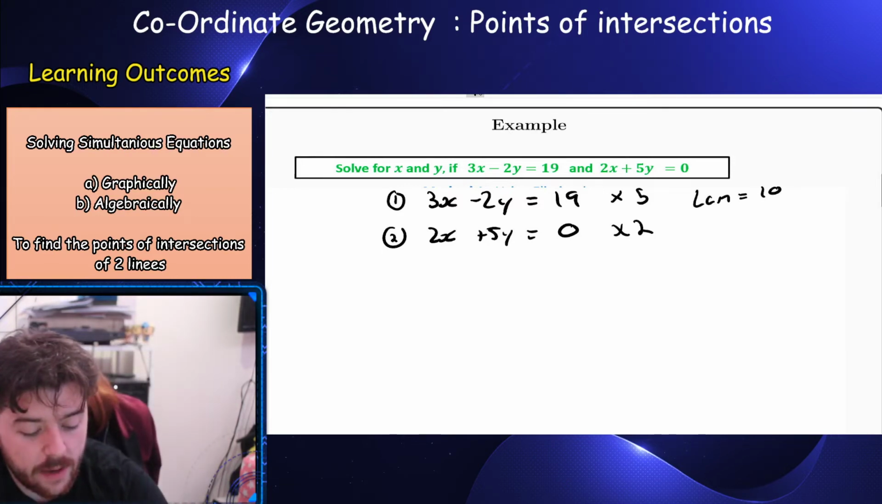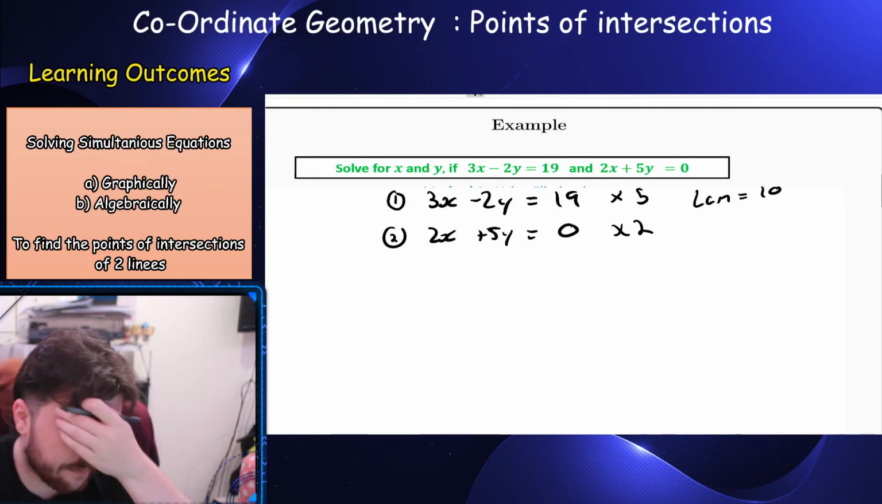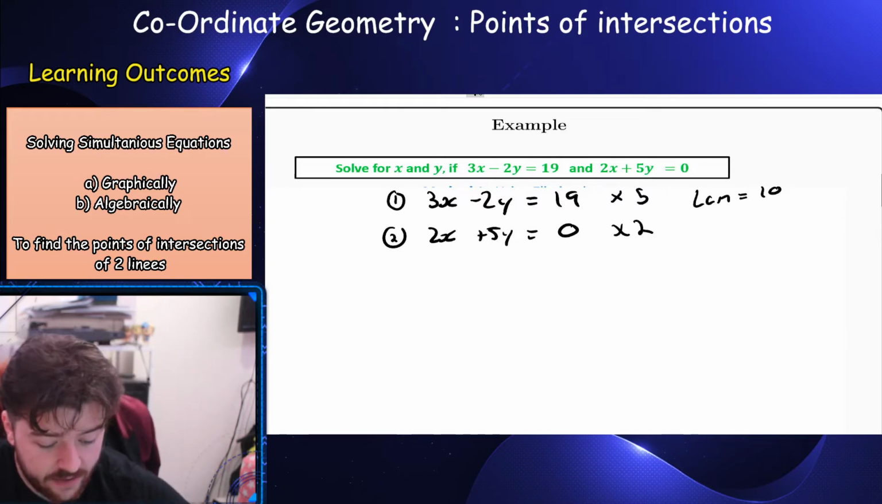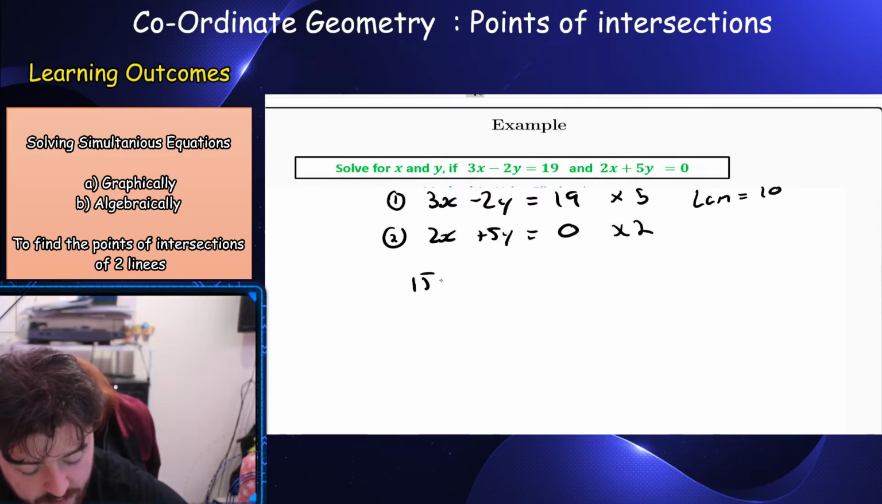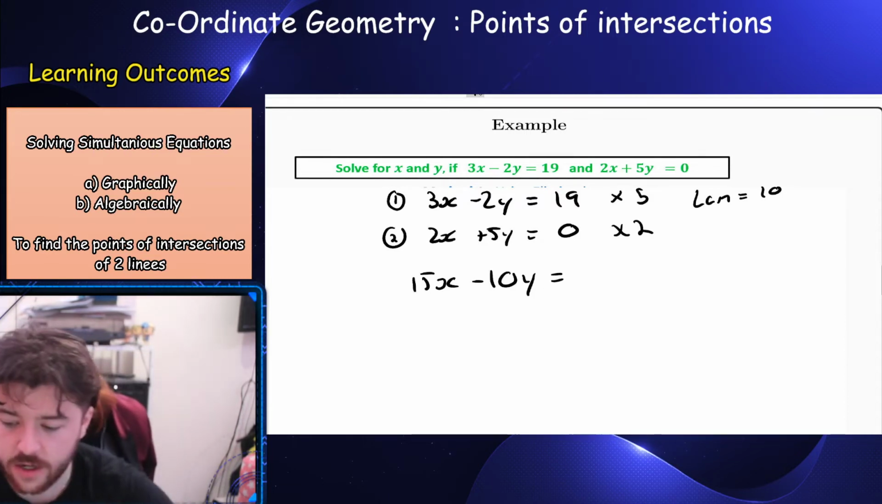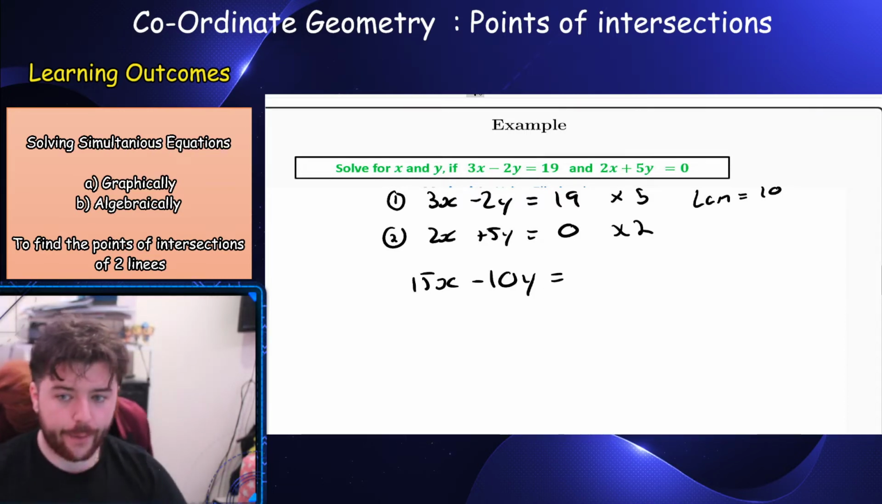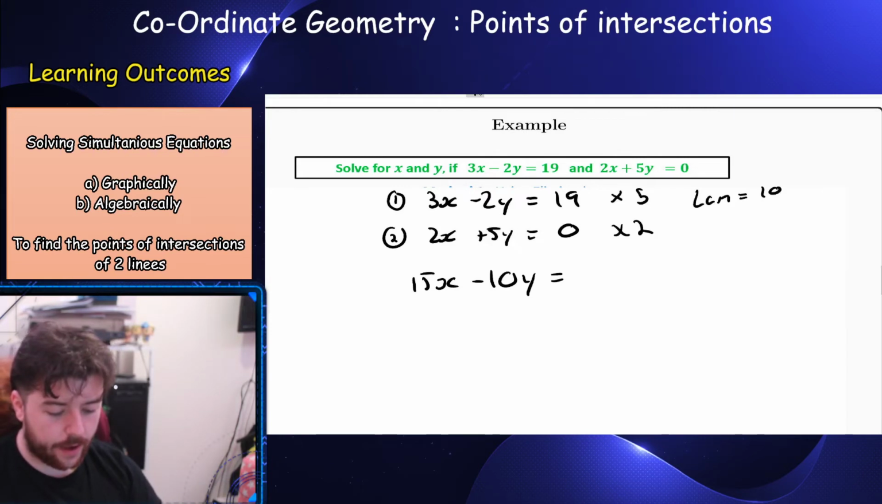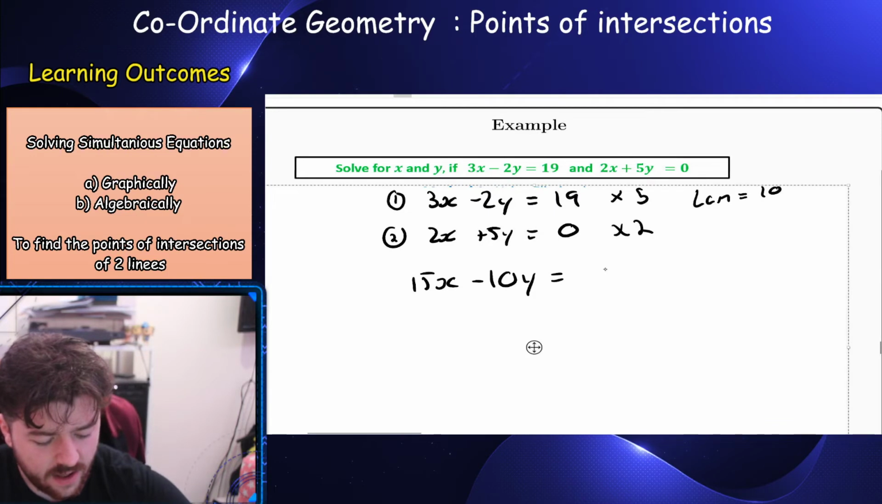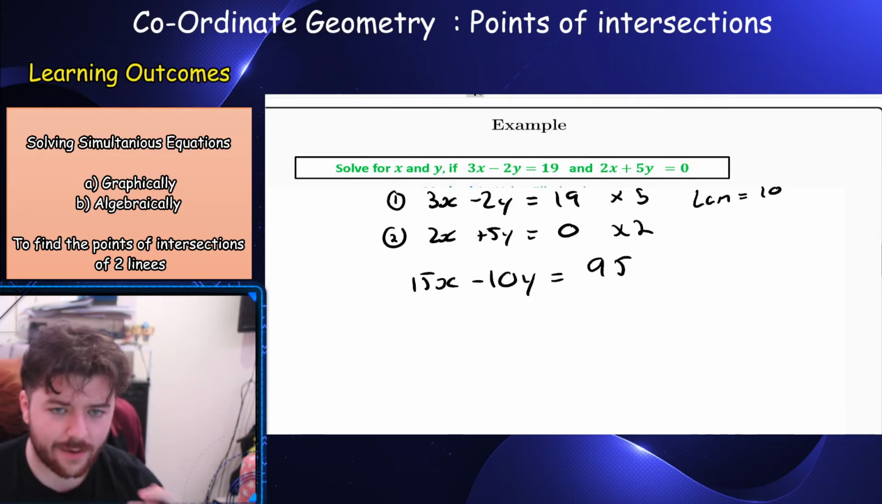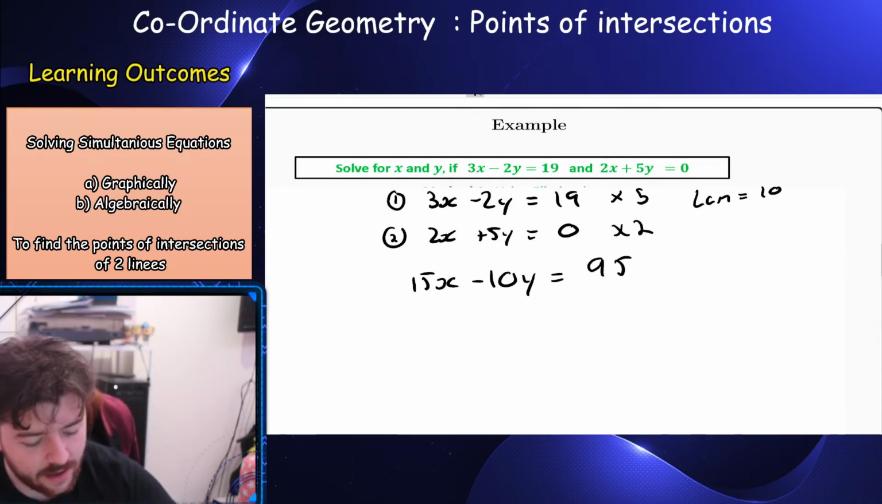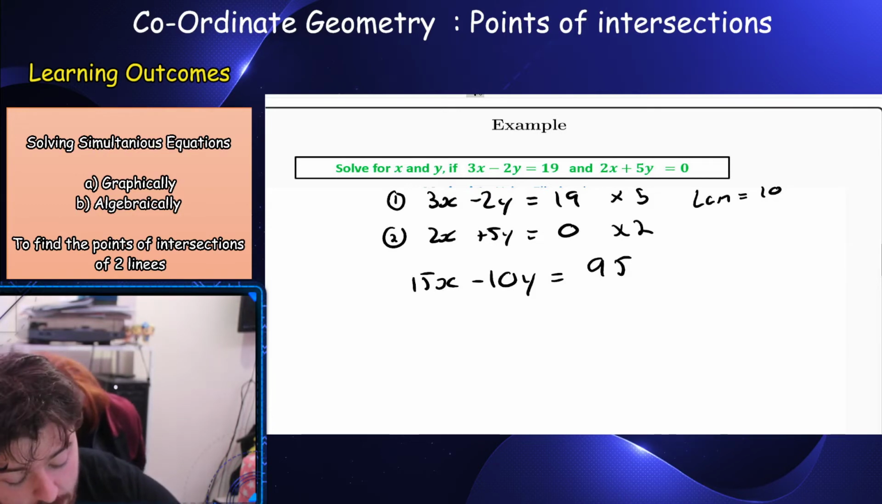So I'm going to multiply my top line by 5 and my bottom line by 2. So I'm multiplying everything by 5 now. So I'm going to have 15x minus 10y equals, oh my god, that's a big sum. Hold on, wait a minute. Oh wait, no, that's so easy. Oh, 95. That's literally so embarrassing. Why did I do that one on my calculator? Anyway, 95. Multiply my bottom one by 2: 4x plus 10y equals 0.